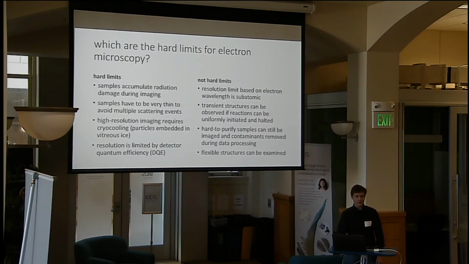And we are limited by the ways samples behave on the grid. Some samples like to align to the grid, and you will only get one orientation, and you can tilt the grid, but you can still only get maybe 15 degrees in each direction, which becomes a major problem when you're reconstructing the volume.